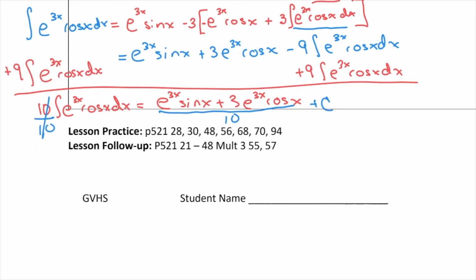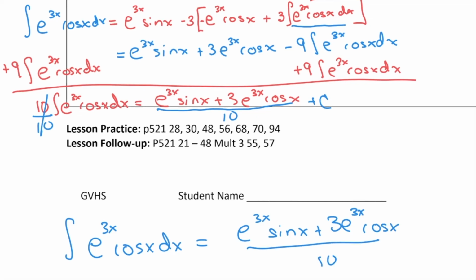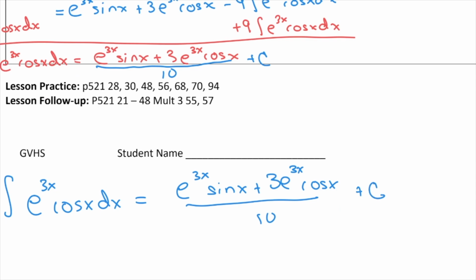And we know that the original problem, the integral e to the 3x cosine x dx, is equal to e to the 3x sine x plus your 3e to the 3x cosine x, over 10, and don't forget your plus c.